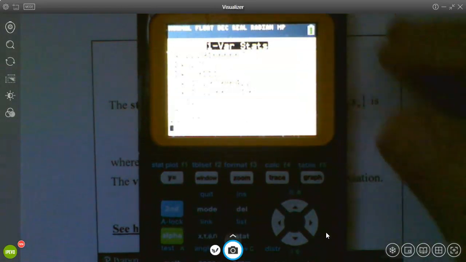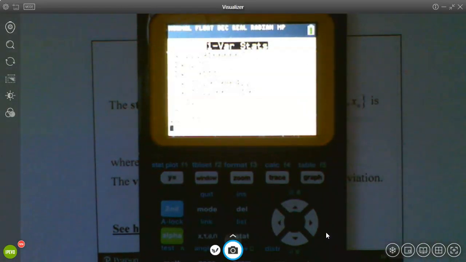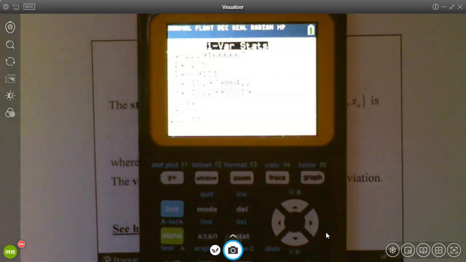And in the graphing calculator, it's no different than what we've already been doing. Hold on, let me increase the light in here so you can see my calculator better.